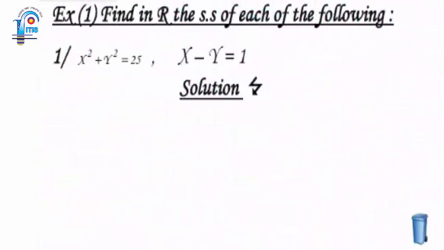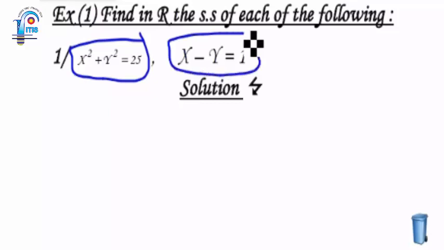Question number 1. Find in R the solution set of each of the following. First equation, x squared plus y squared equals 25. The second equation, x minus y equals 1. The first equation is an equation of the second degree. The second equation is of the first degree. We're solving them using substitution.